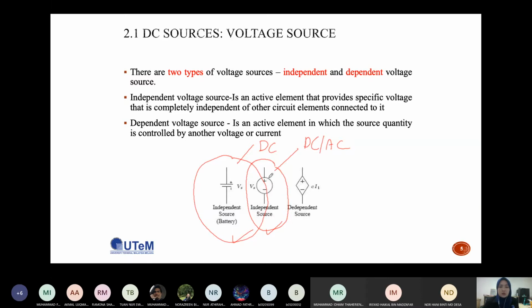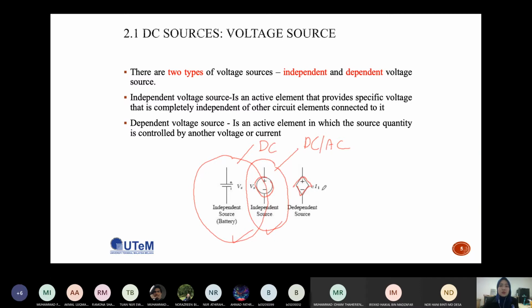The first way is based on the shape. This one is round. This one is like a diamond shape. If you have a source like this, you can directly know that this is the dependent source, and because you have a positive negative like this, this is the voltage source.